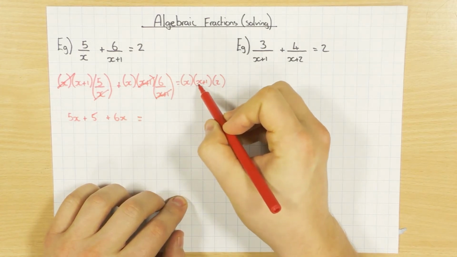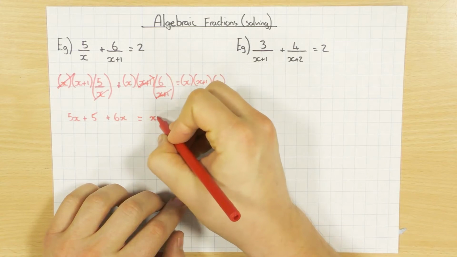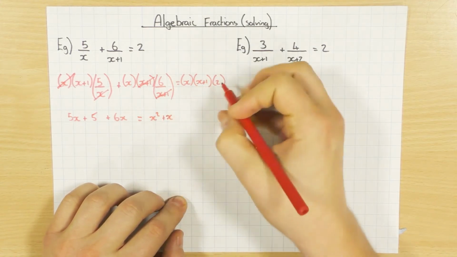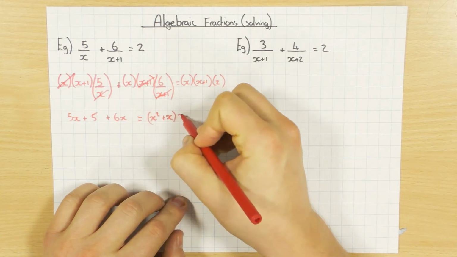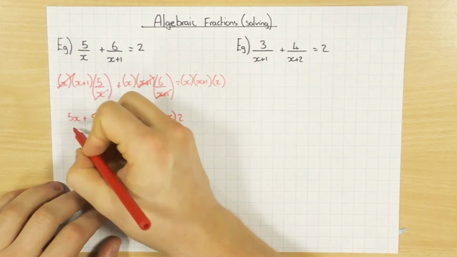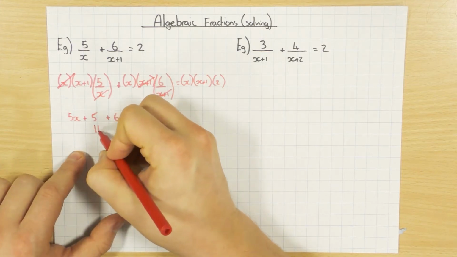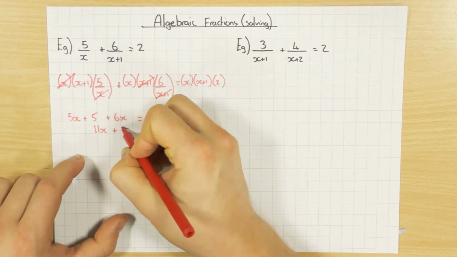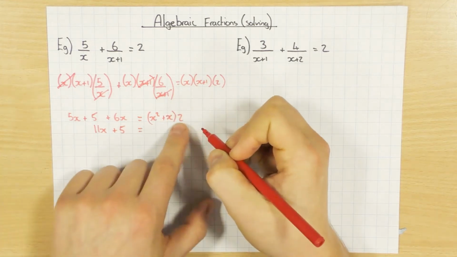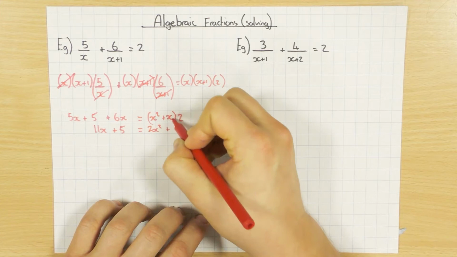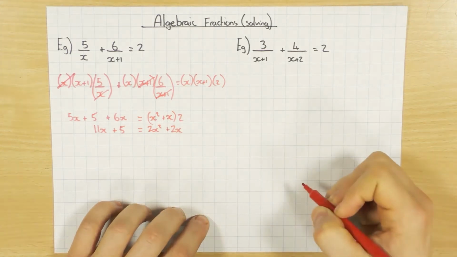So x times x is x squared. And x times 1 is x. And I'm still timesing all of that by 2. So I'll expand that out and simplify this at the same time. So 5x plus 6x is 11x plus the 5. And then if I expand that, 2 times x squared is 2x squared plus 2 times x, which is 2x.